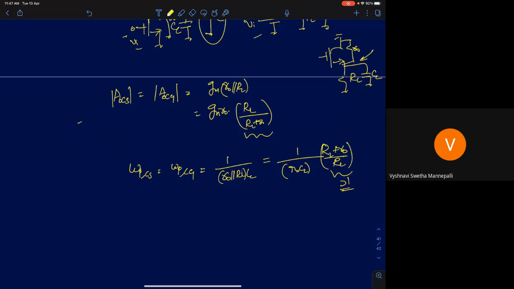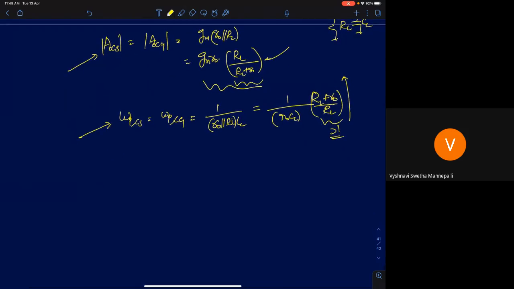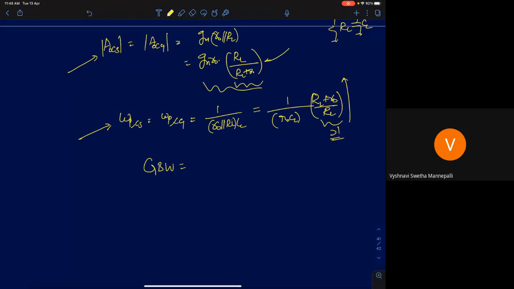So if we see in both ACS and CG, the common source and common gate amplifiers, DC gain reduces by a factor of RL by RL plus RS, but the pole increases by the same factor. Because the pole increases by the same factor, the product GBW, the gain into bandwidth product, will be the same. What will be the GBW for both CG and CS? It will be the same, GM by CL. In fact, this is independent of your load resistance as well.